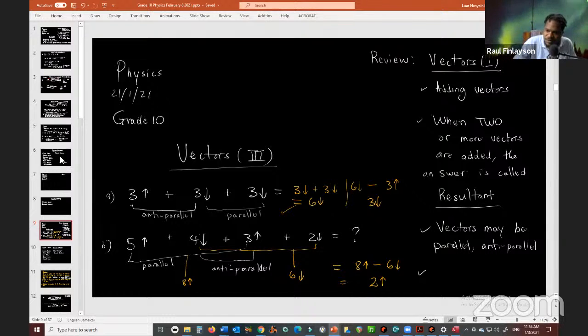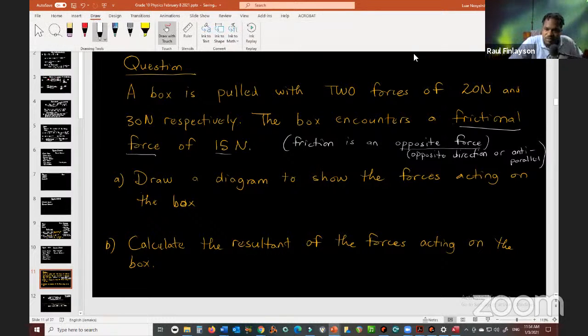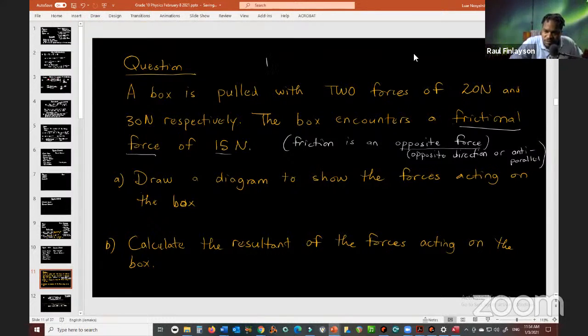Showed you the resultant here, and quite a few bits of information here, and you get a question like this. Two boxes pulled by two forces of 20 and 30. Now, what you're going to understand, guys, is that I'm going to write this here since it probably wasn't said before: force is a vector. You probably have heard the word force before, but you're going to learn today, and you probably should have learned before, that force is an example of a vector.